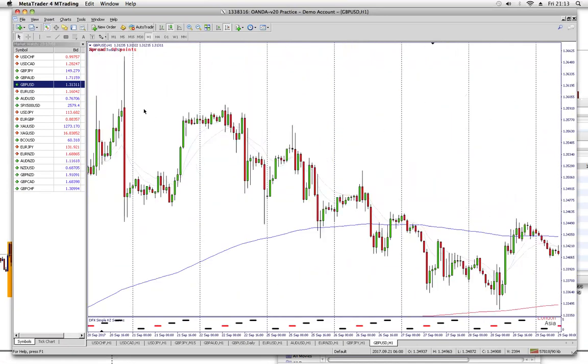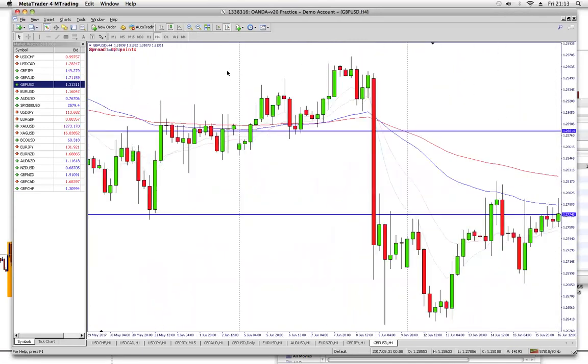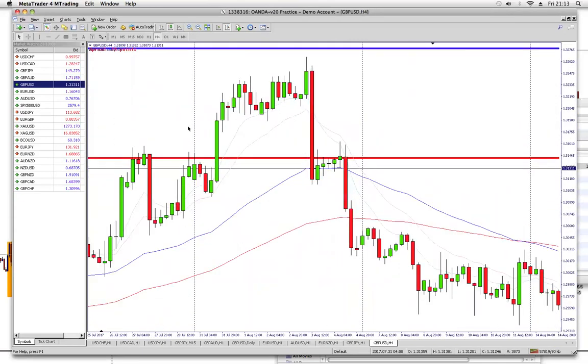So basically, you try and find a higher time frame order block and then break it down.